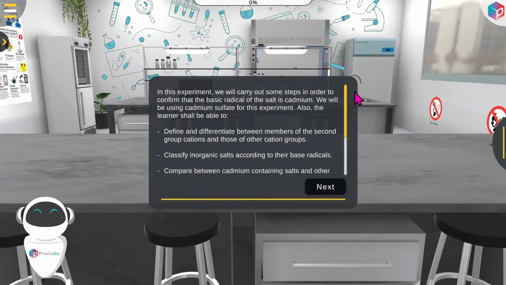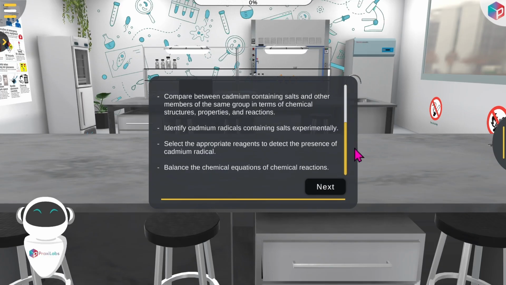Also, the learner shall be able to define and differentiate between members of the second group cations and those of other cation groups. Classify inorganic salts according to their base radicals. Compare between cadmium-containing salts and other members of the same group in terms of chemical structures, properties, and reactions. Identify cadmium radicals containing salts experimentally. Select the appropriate reagents to detect the presence of cadmium radical and balance the chemical equations of chemical reactions.